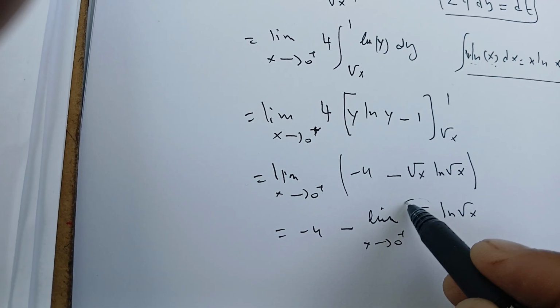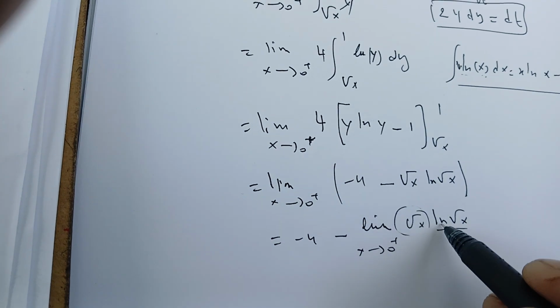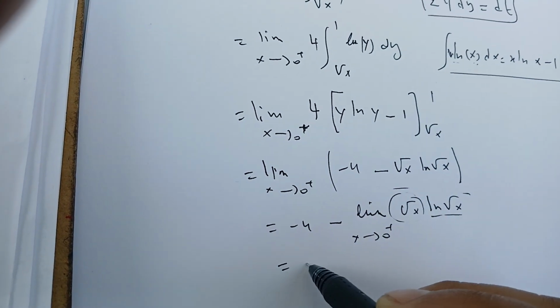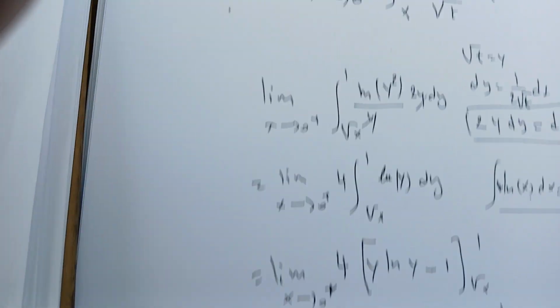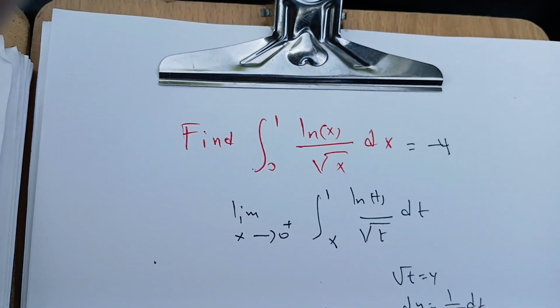So this one wins. It's a power. It wins versus the log. Therefore, this limit is 0. Therefore, our integral is minus 4. So therefore, this integral is convergent and it's equal to minus 4.